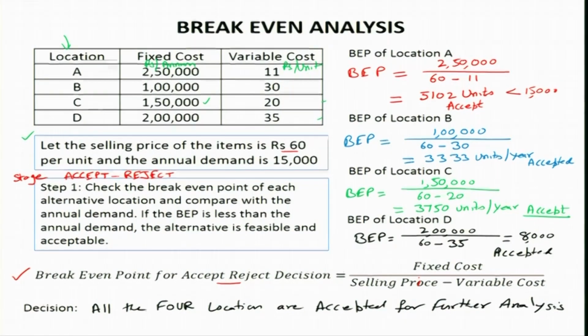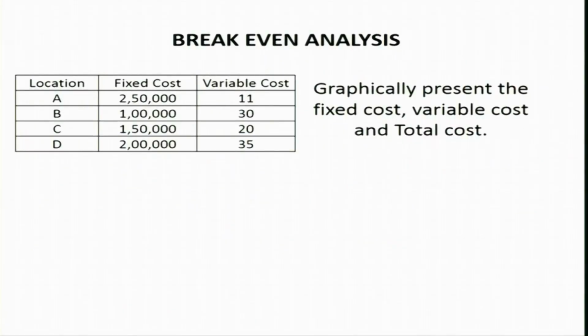So, the decision is, as I have said, check the break even point of each alternative location and compare it with the annual demand. If the break even point is less than the annual demand, the alternative is feasible and acceptable. So, in our case all 4 alternatives are acceptable, and so now we are going to the second stage of this analysis. In the second stage, graphically we will represent the fixed cost, variable cost and the total cost. Let us do that also, it is very simple to do.